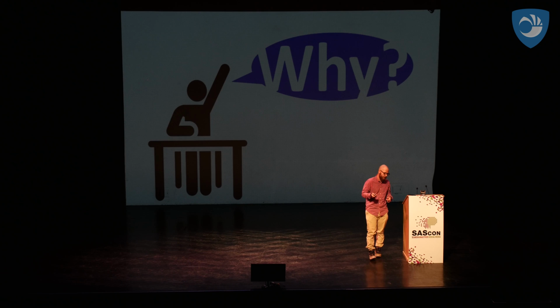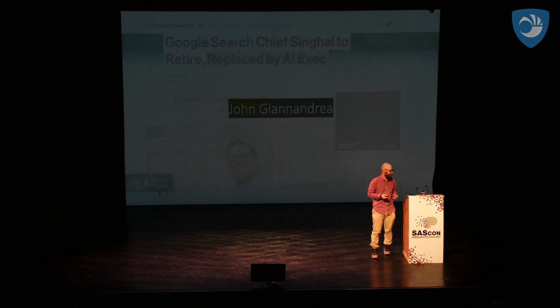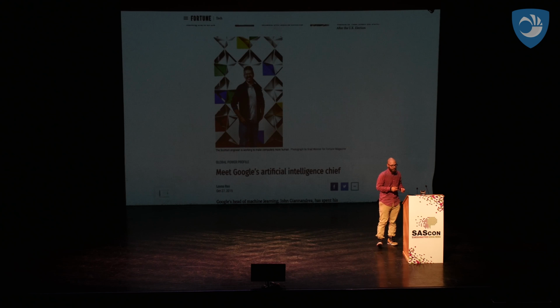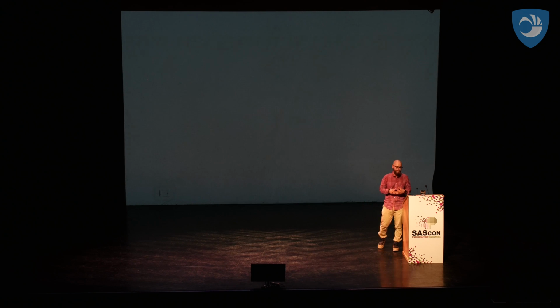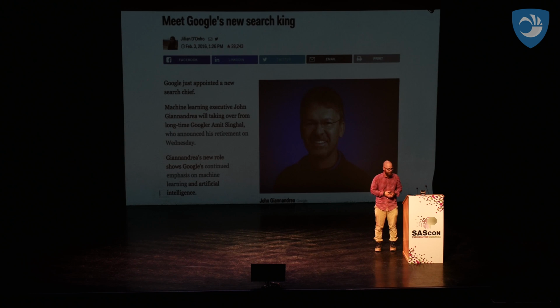After Amit Singhal left, Google's search chief was replaced by an artificial intelligence executive named John Giannandrea. And previously he was artificial intelligence chief at Google, and he wasn't moved to search. His work didn't involve search before because search was such a large part of Google that there was a lot of skepticism of moving machine learning into search. So back in, I think it was February 2016, John Giannandrea became the new search chief.